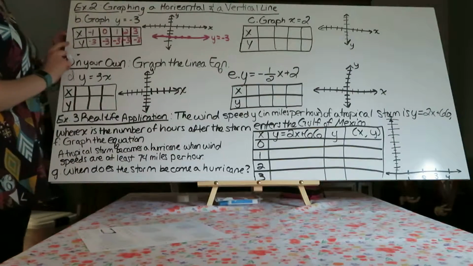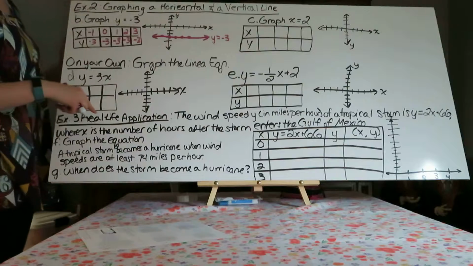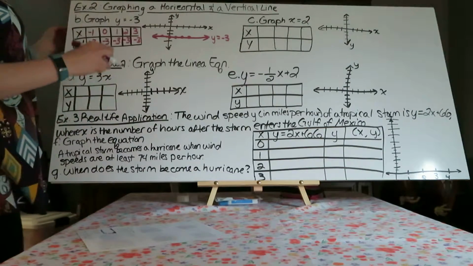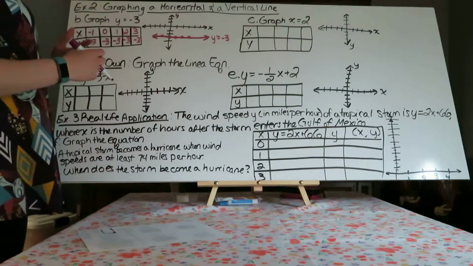So I already had my table of values set up for B and C. You don't have it on your paper, so you guys are going to need to write that down. And then we're going to choose some values for the next graph. In this case, x equals 2.